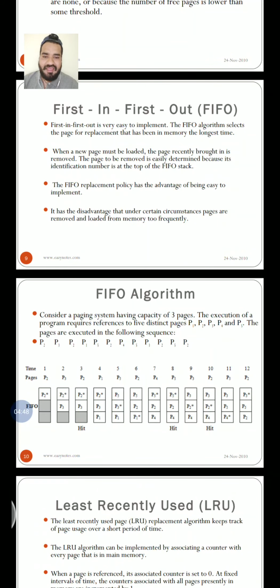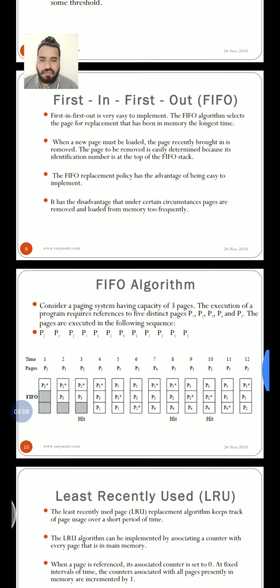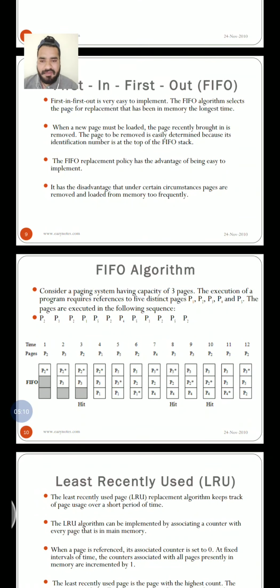Let us see an example of the FIFO algorithm. Consider a paging system with a capacity of 3 pages. Suppose we have a paging system which can store only 3 pages, but I want to store 5 pages. How can we execute that? First, as you can see in the diagram, I want to store P2, so I store P2. The second time I want to store P3, I have space, so I store P3 again.